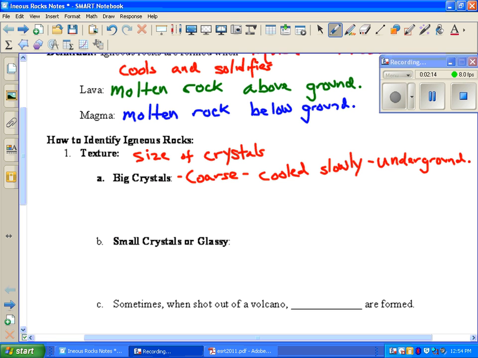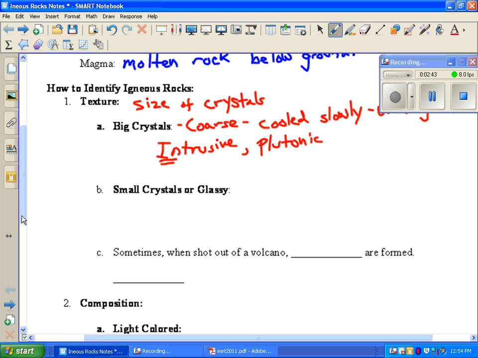So if they're underground, they're not exposed to the cool temperatures on the surface, and they're going to cool really slowly. There are two names for this type of rock. We can say they're intrusive. Okay, it's got that in it, so I think of that as being in the ground still. Or they call it plutonic. Pluto is the Greek god of the underworld, so plutonic means it formed underground.